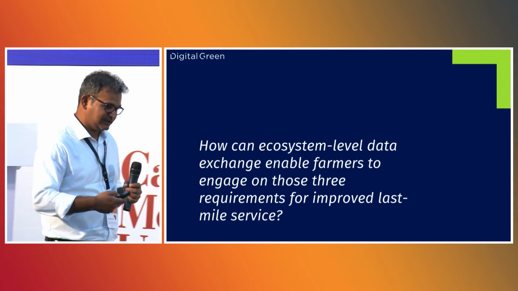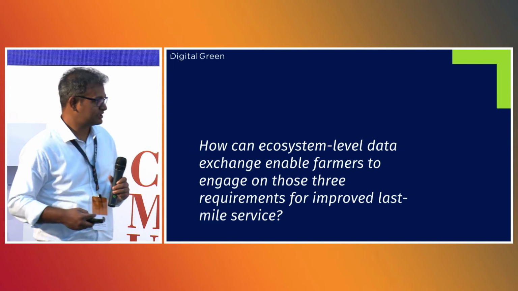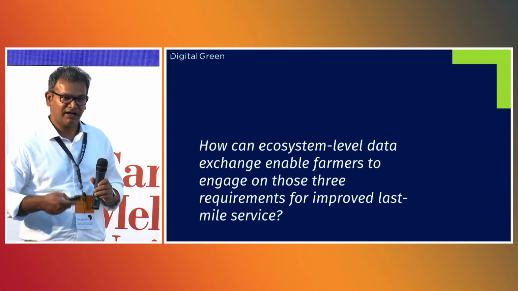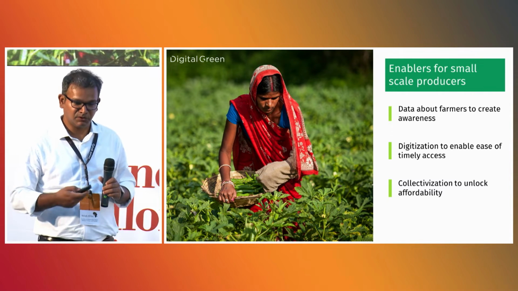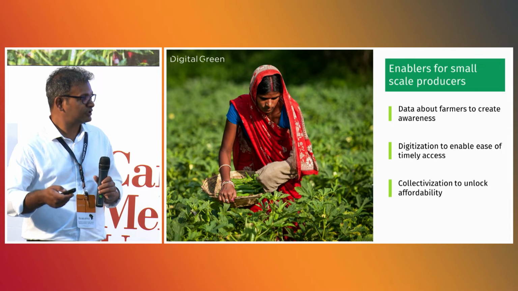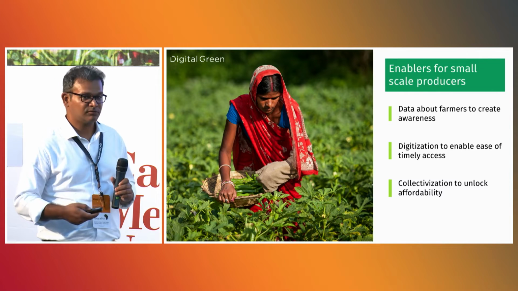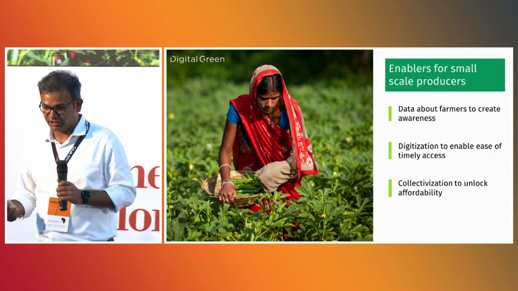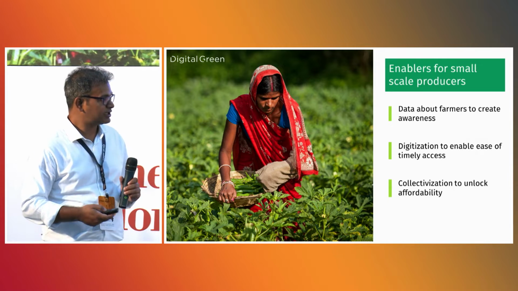With that context, I want to touch on, when we talk about data exchange or information exchange, how that can enable farmers to engage on these 3 requirements: better awareness, better accessibility, and more affordable solutions. So for farmers, the enablers are, first, the data about the farmer, that I know this farmer is producing this particular crop or this particular variety. I can then create awareness about the service. Digitization can solve the accessibility issues. And collectivization gives that negotiation power, because farming as a business activity is sandwiched between big players on both sides, both input and output. So these 3 are the enablers for any small scale farmer.